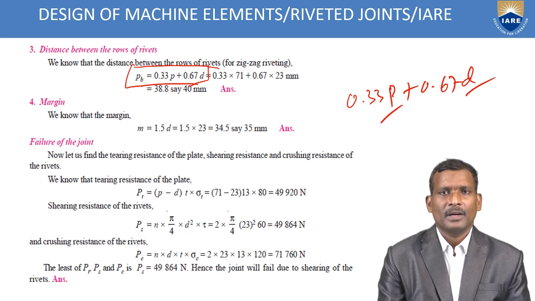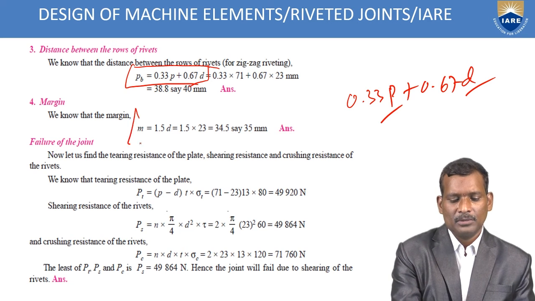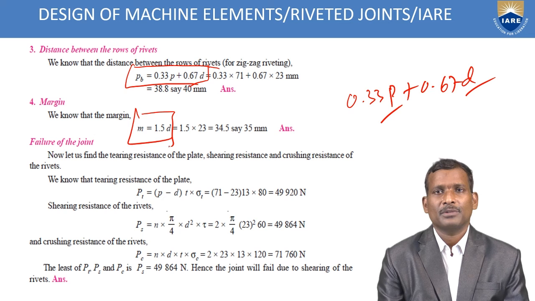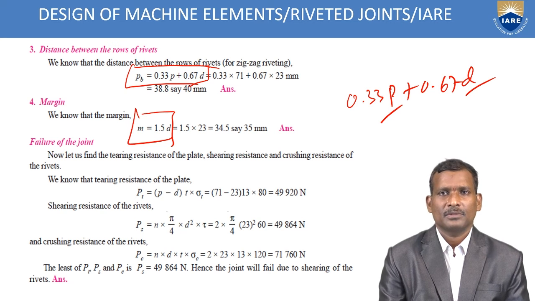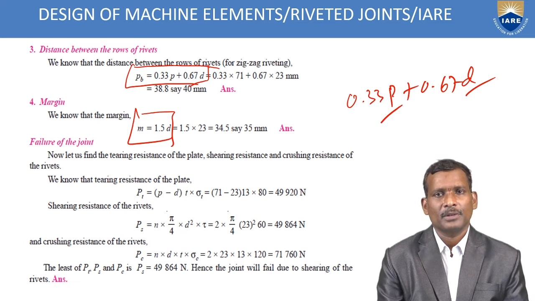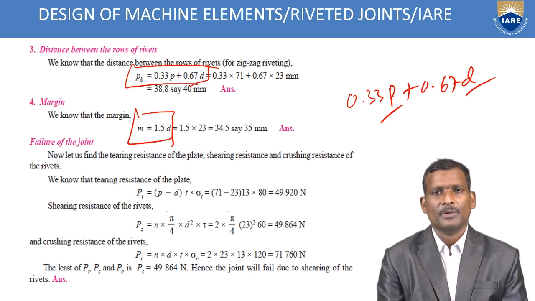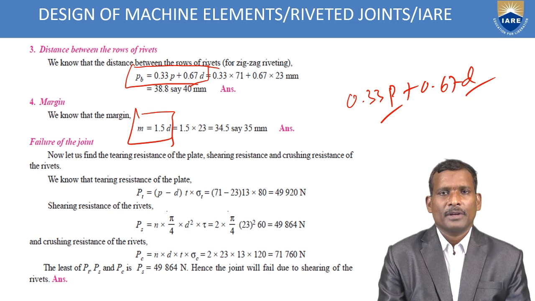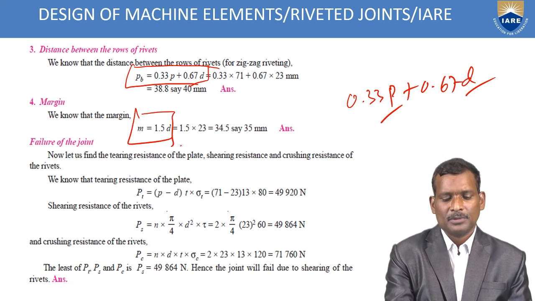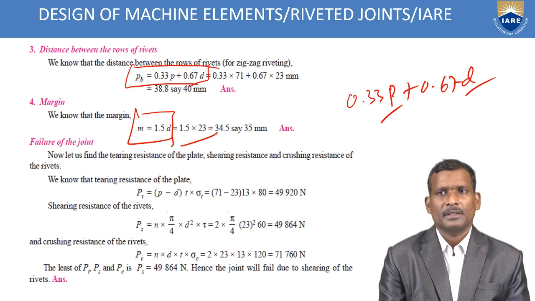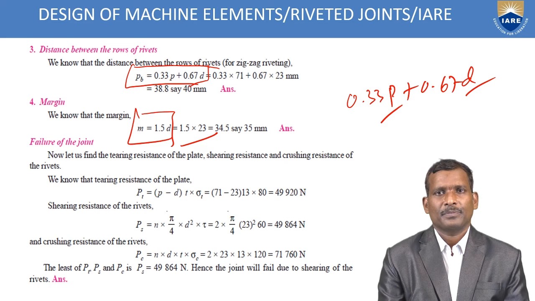And then the margin. The margin value m is equal to 1.5 times D, to avoid tear failures, which we have already discussed in the failures of a riveted joint. You should take the margin value as 1.5 times D to avoid failure for a safe joint. Clear? So 1.5 times your substituted diameter, and we get the margin value as 35 mm.